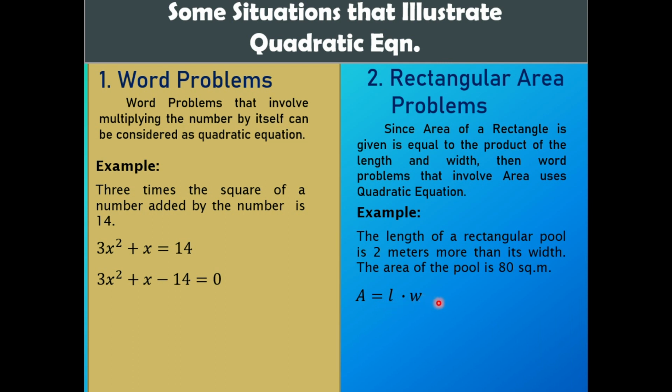A is equal to length times width, then substituting the given area, which is 80. So we have here 80 equals quantity 2 plus x times x. Simplifying this expression, it will give us 80 equals 2x plus x squared. Now, making this into standard form, let's move this 80 to the right side of the equation. So we have x squared, rearranging the terms, x squared plus 2x, positive 80 now becomes minus 80, is equal to 0.